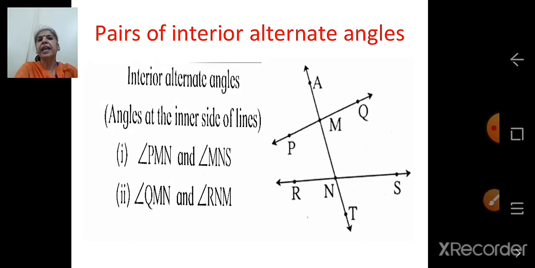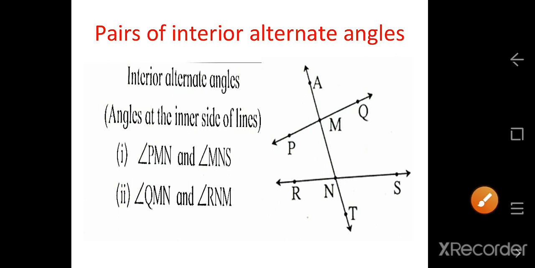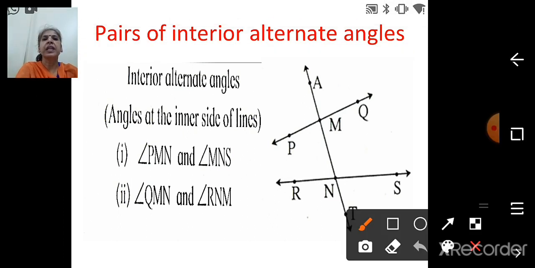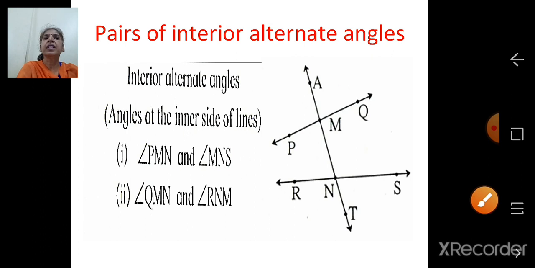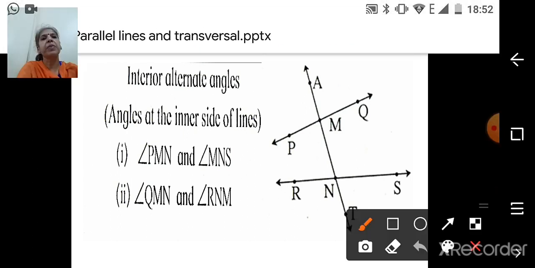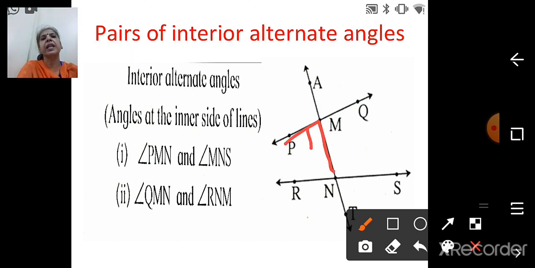Now among alternate angles, we have pairs of interior alternate angles and pairs of exterior alternate angles. First one, that is angles at the interior sides. When we say interior sides, these are the two lines. So this is their interior part, this is their interior part. So interior alternate angles are in the opposite sides of the transversal. For example, the first one is angle PMN. This is our angle PMN. The next angle is MNS.